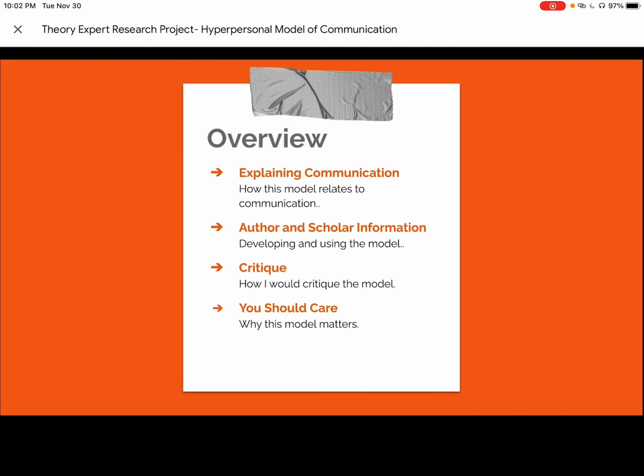So in this presentation, I'll be explaining how the hyperpersonal model relates to communication. I'll also be talking about the author of this theory and why this theory came about. I'll then move on to talking about how the scholars see this theory currently. Then I'll share my personal critiques of the theory and tell you why you should care about the hyperpersonal model.